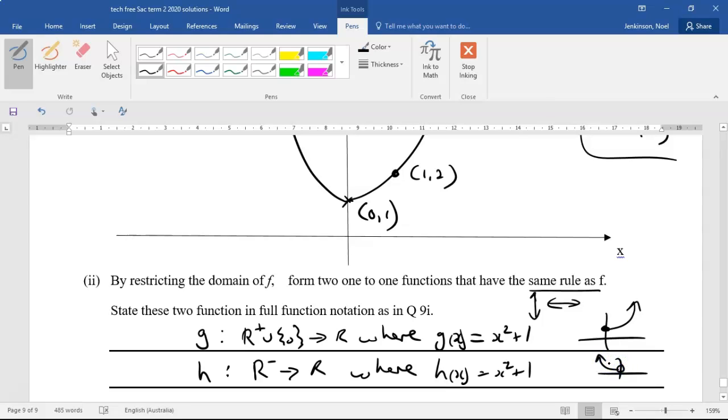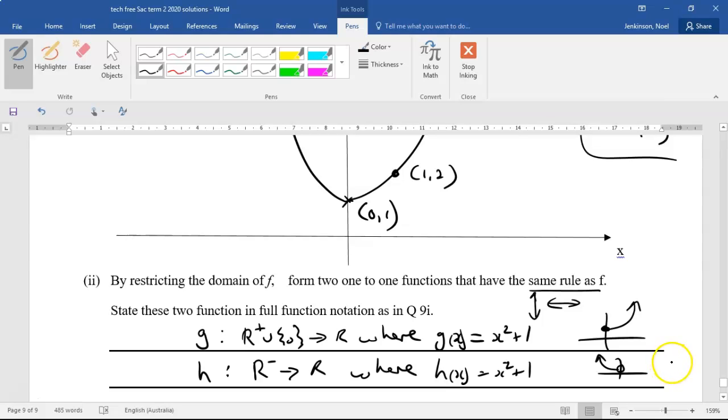So I've divided that original function into two functions with the same rule, but different domains. One was the positive reals, including naught. The other one was just the negative reals. There's a number of ways you could have done that. Your teacher will work out if you've shown it correctly. There's different names, those domains could have been different. In fact, as long as it's one-to-one, that works.